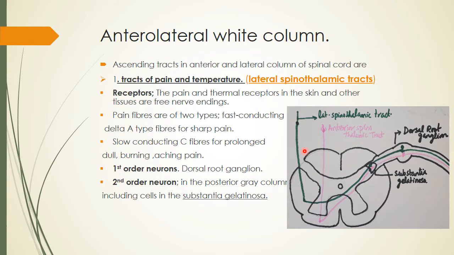The first order neurons are present in the dorsal root ganglion. Their peripheral processes carry the general information from the receptors, while the central processes enter the spinal cord at the posterior gray column and terminate by synapsing on neurons of a group of cells called the substantia gelatinosa group.